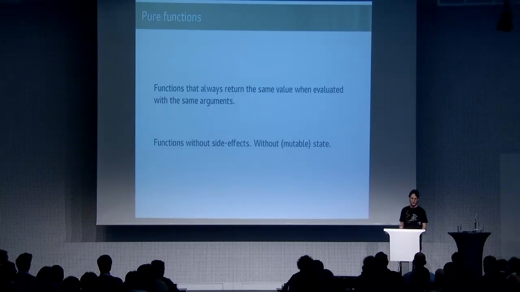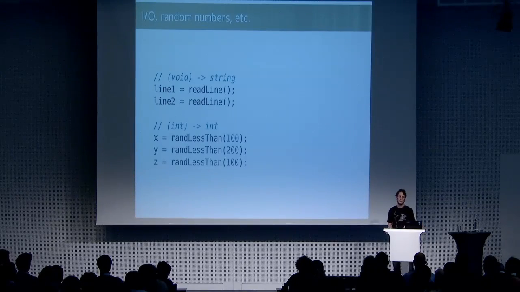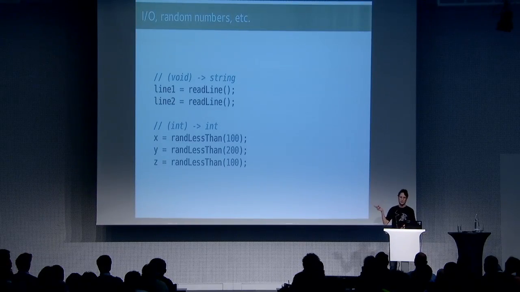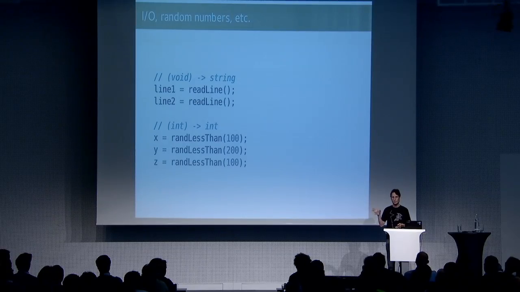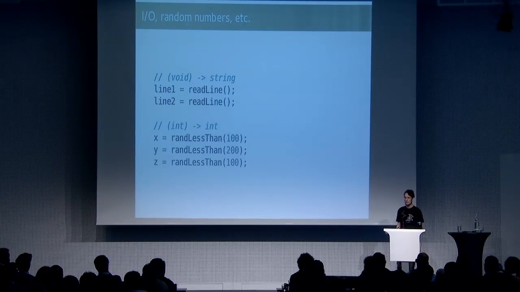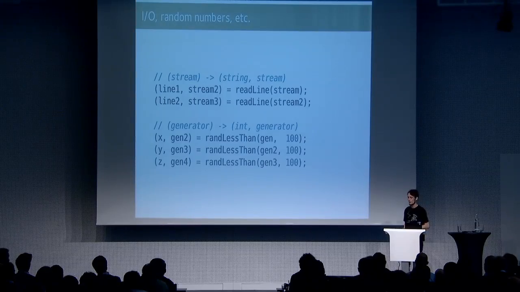And the problem with the pure languages is, how can you define a function like readLine or something that returns a random number? Because in this case, if this were Haskell, both readLines, because they're the same function with the same arguments or without arguments, need to return the same value. So instead of having normal functions, Haskell people started using monads.